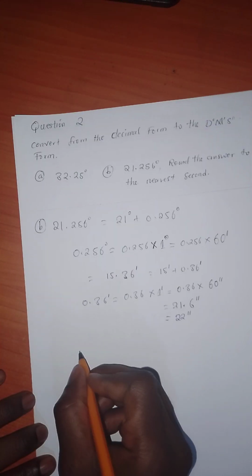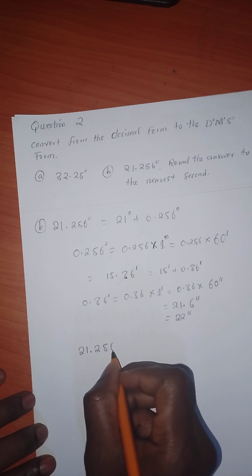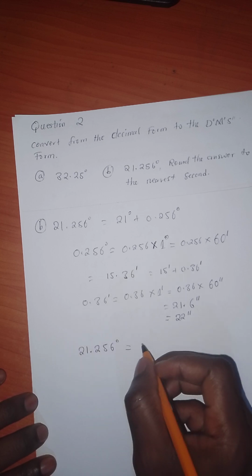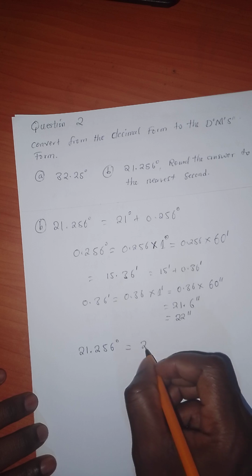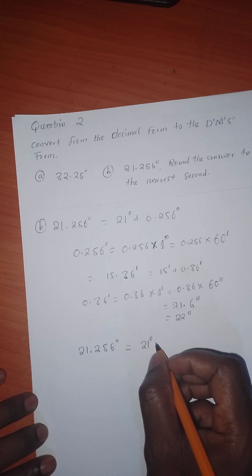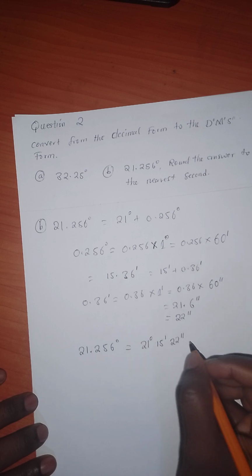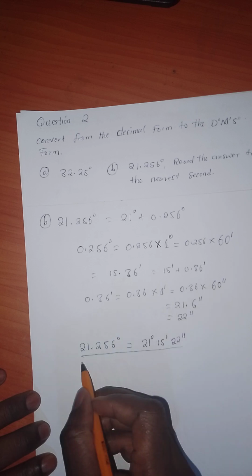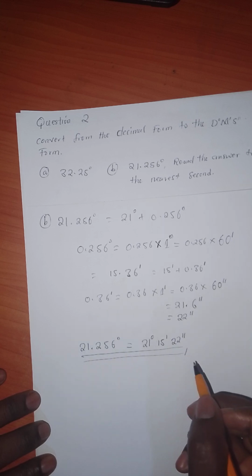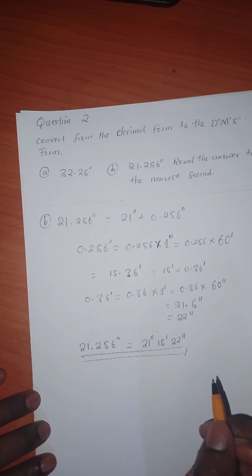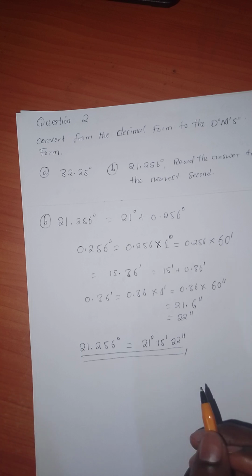So 21.256 degrees, in the degree, minute, second notation, is going to be equal to 21 degrees 15 minutes 22 seconds. Guys, that is our answer. We have simply converted from the decimal form to the degree, minute, second notation.